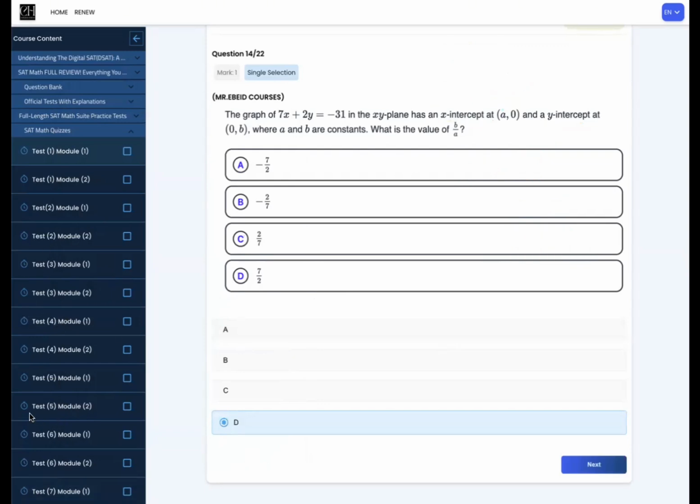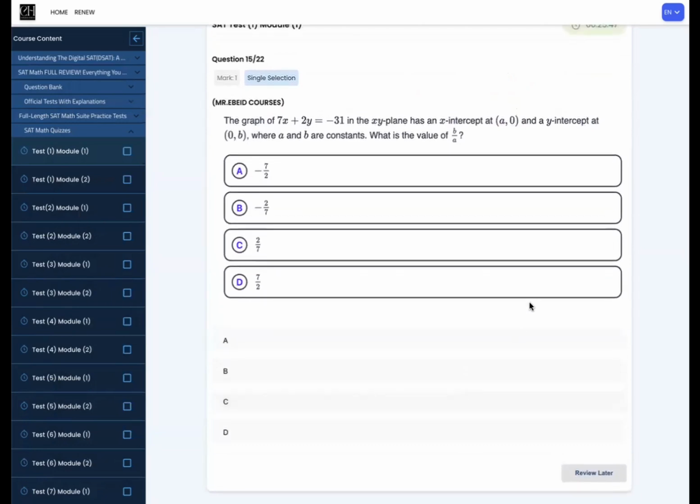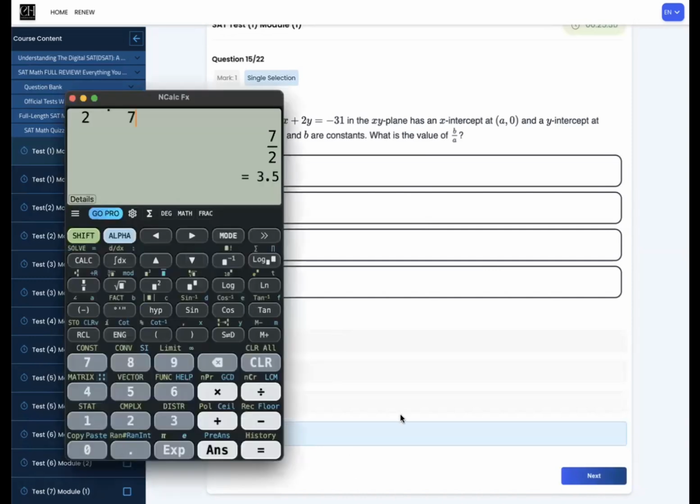Let's move to the next one, question 15. Take the time. Yes, we still have time. The graph of, we just answered this question. We said this is D. Check. Yes, it's D.